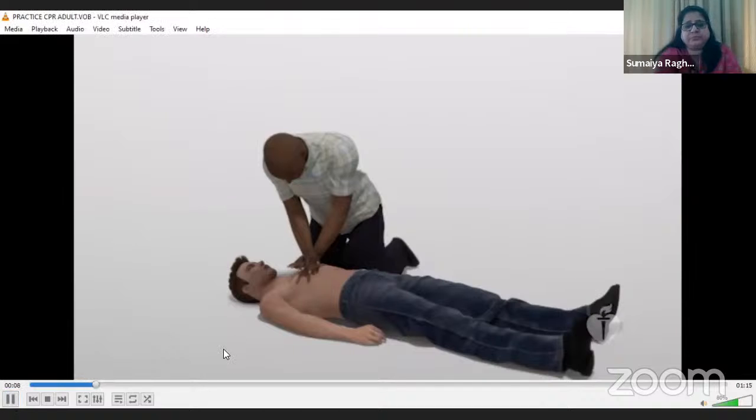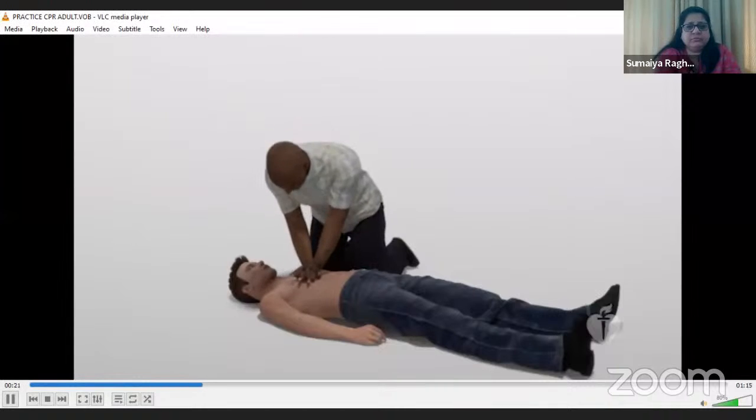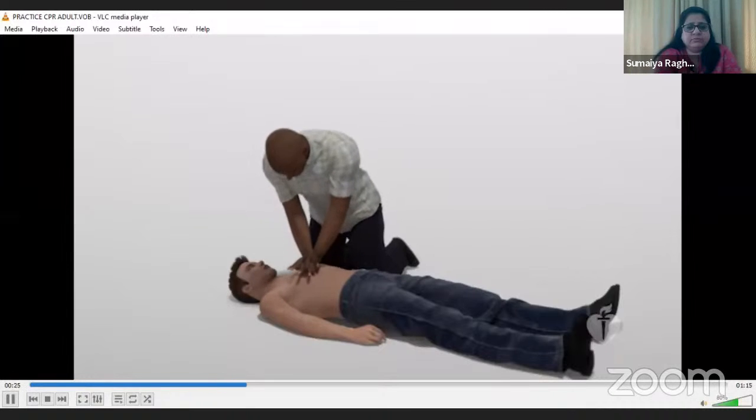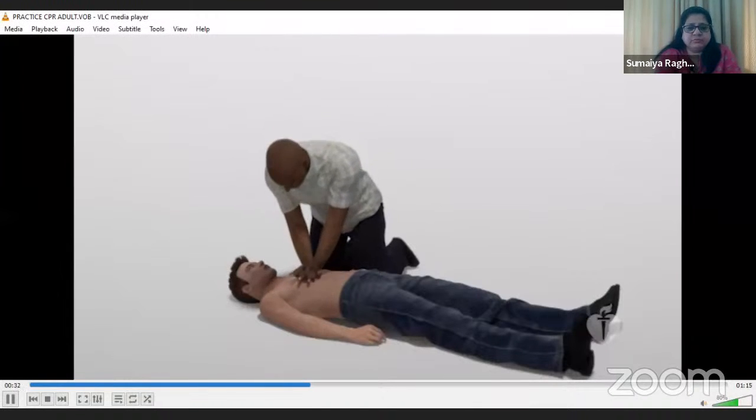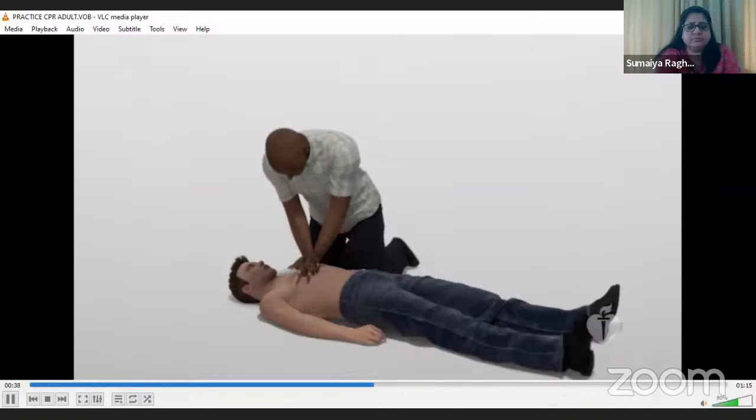Practice. First, get into position. Place the heel of one hand on the center of the chest. Put the heel of your other hand on top of the first. Follow along with the drum beat. Let's begin. Push straight down, hard. Push down at least 2 inches. Push at the rate of 100 to 120 compressions per minute. After each compression, let the chest come back up to its normal position. Keep your compressions going until the drum beat stops.